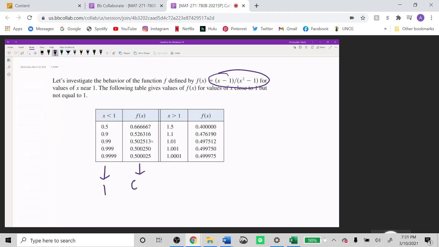0.5, I'd say. In this third column here, we're plugging in values of x that are greater than 1, starting far away and getting closer and closer. So if you plug 1.5 into this function, you get 0.4, and so on. So these x values are getting closer and closer to 1, but from the right instead. And what do my y values seem to be approaching here?